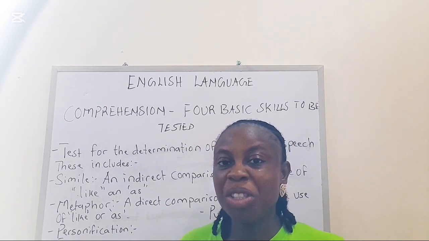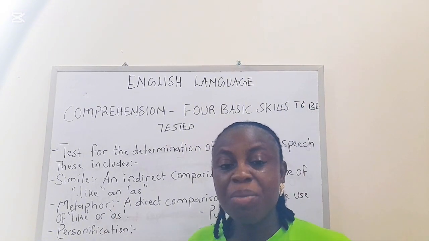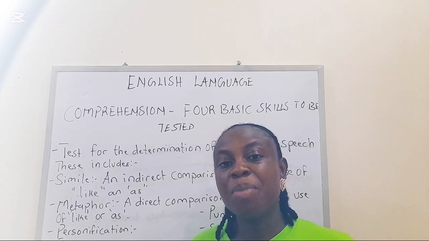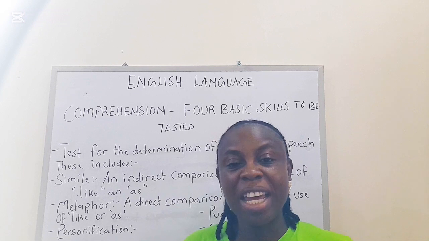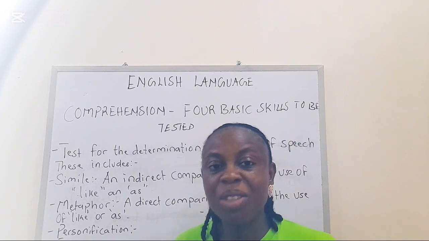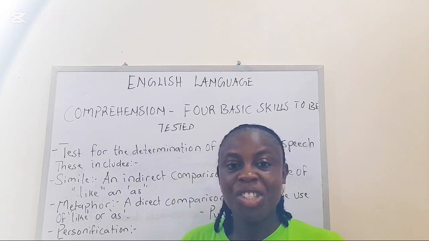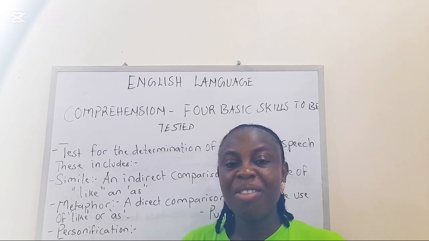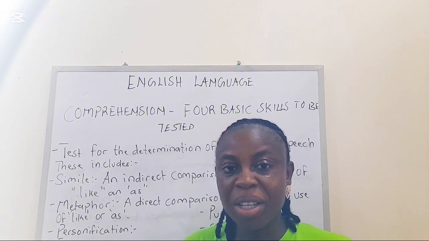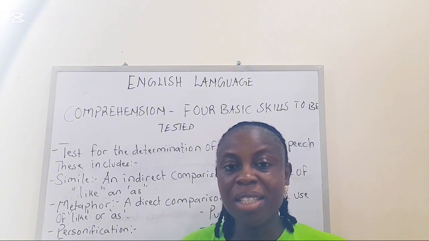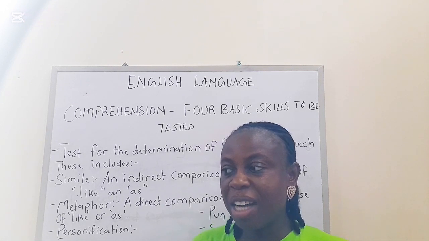Another figure of speech that is often asked is metaphor. If simile is an indirect comparison, that means metaphor is a direct comparison. Still using the same sentence, she fought like a lion in the fight. I don't need to use like or as. Just say it directly. That means she was a lion in the fight. You can see the difference between simile and metaphor. One is indirect with the use of like or as, while the other says it as it is, a direct comparison.